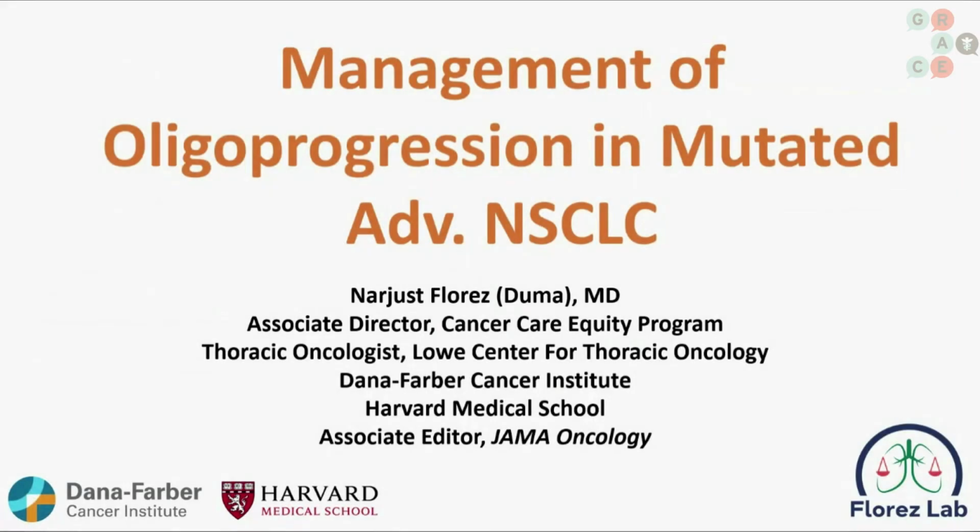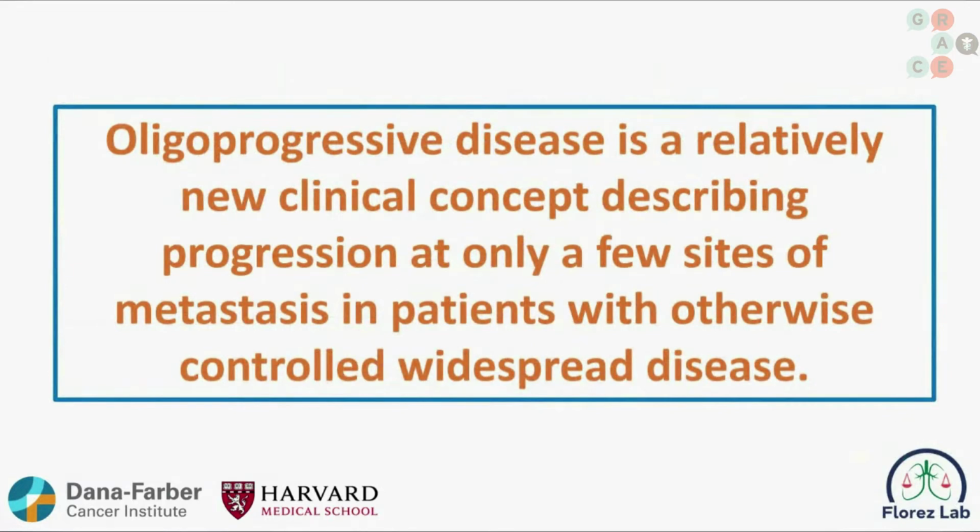So we're going to talk about oligoprogression. So what is oligoprogression? Well, oligoprogression is a new concept. And in medicine, we like to make things complicated. So oligo means few or little, and progressive disease is a disease that's growing after initial treatment. So oligoprogressive means a few sites of the disease are growing after initial treatment, okay?